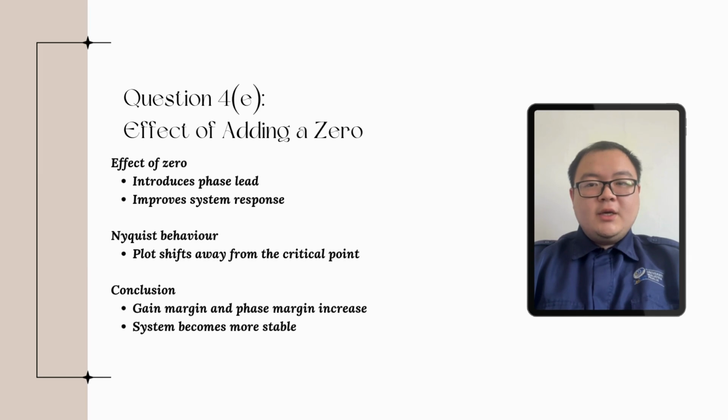For question 4, part E, a zero is added at -2. This introduces a phase lead effect, shifting the Nyquist plot away from the critical point. As a result, gain margin and phase margin increase, making the system more stable.